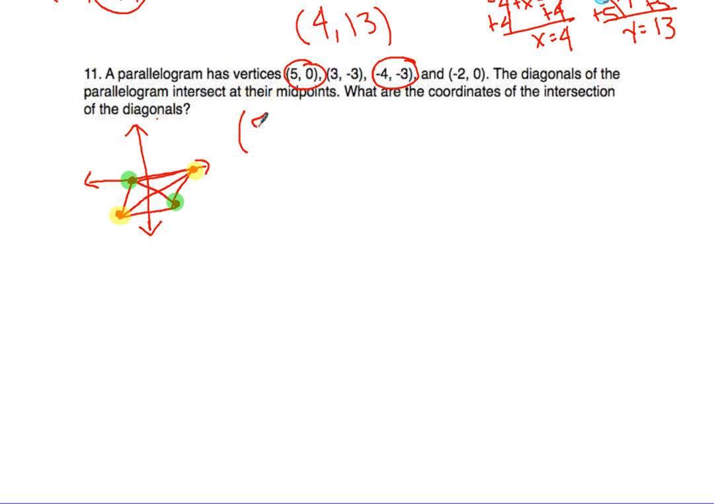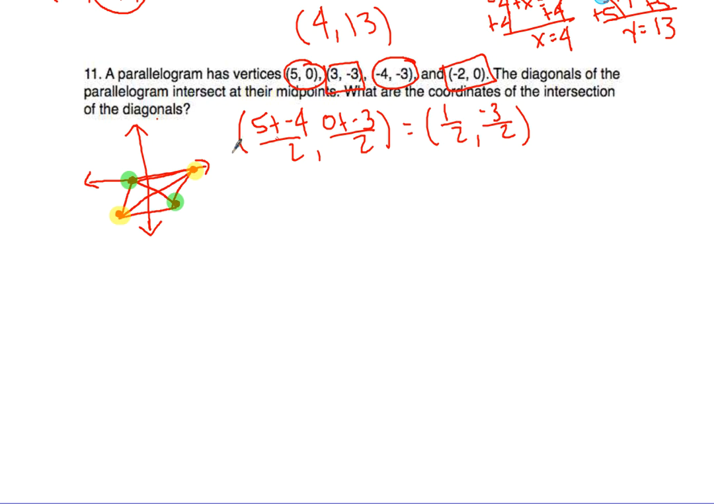So I would say, okay, 5 plus -4 over 2, and then 0 plus -3 over 2. That would end up giving me 5 plus -4 is 1 over 2, and then 0 plus -3 is -3 over 2. I would do the same thing to get my green points, which would be (3, -3), which is this one, and (-2, 0), which is this one. So I would do 3 plus -2 over 2, and then -3 plus 0 over 2. So 3 plus -2 would be 1 over 2, and then -3 plus 0 would be -3 over 2.